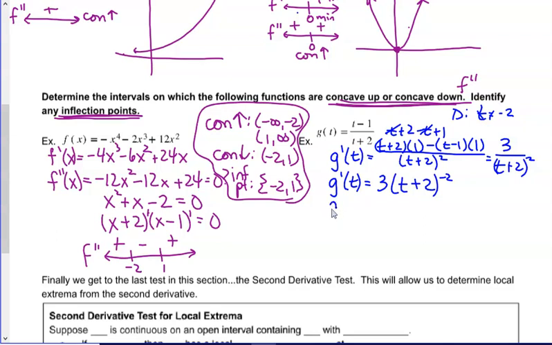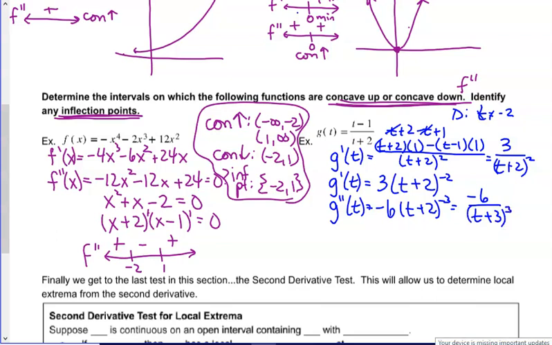So g double prime of t, I'm going to use a power rule with the chain rule. I'm going to bring the negative 2 out front, which gives me a negative 6. Decrease this power by 1. Remember, when you subtract 1, it becomes a minus 3. The derivative of the inside is just a 1, so I'm not going to write that because it doesn't change anything. So therefore, my derivative is this.